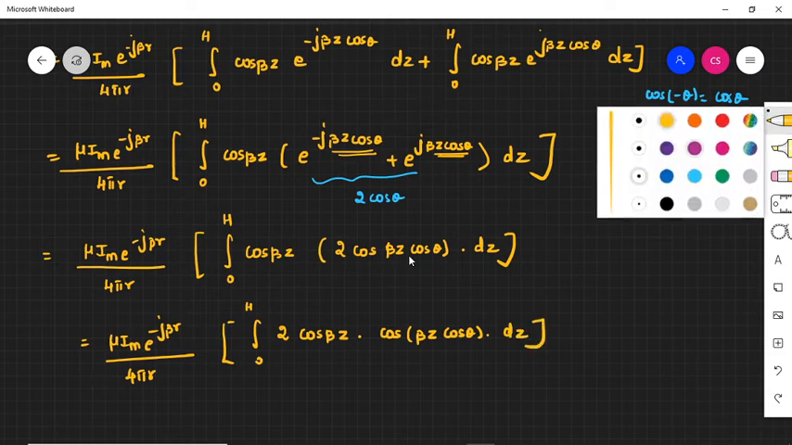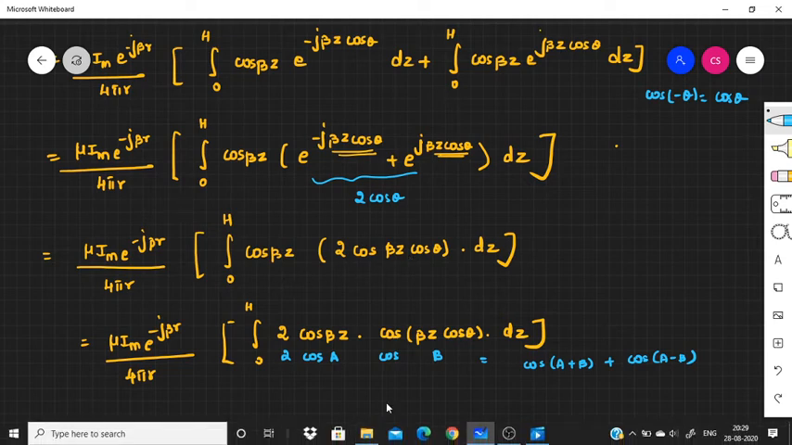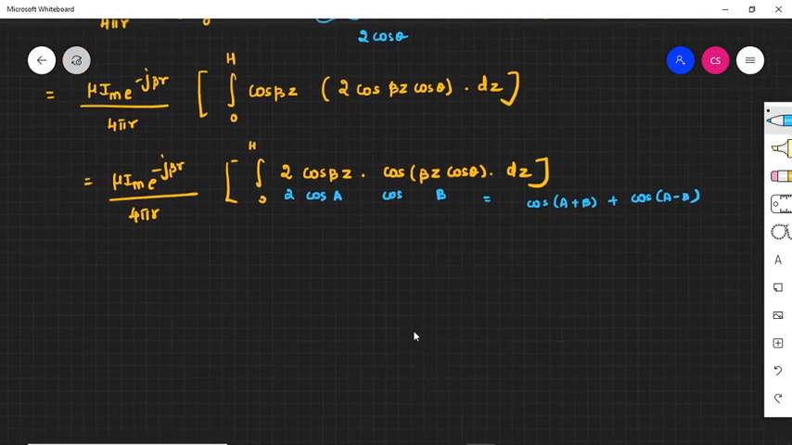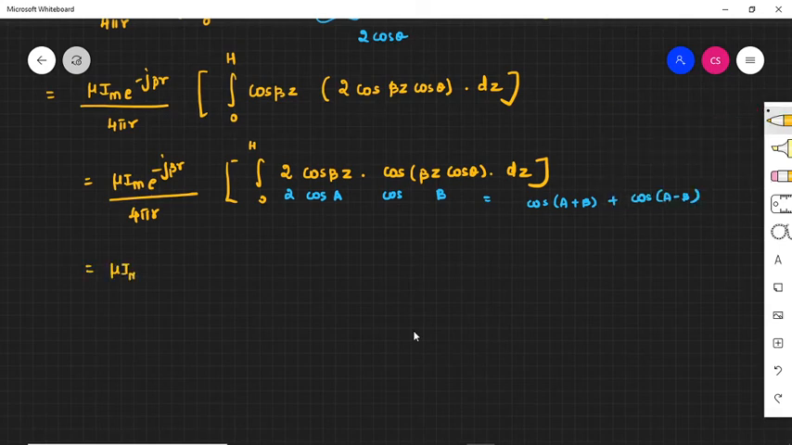Now this is once again of the form 2 cos A cos B, and the formula for 2 cos A cos B is cos of A plus B plus cos of A minus B. So we are going to replace it with the cos of A plus B plus cos of A minus B formula. Fine. So I am going to simplify this further. So this is going to become mu Im e power minus j beta r divided by 4 pi r. This limit remains the same. It is 0 to h.